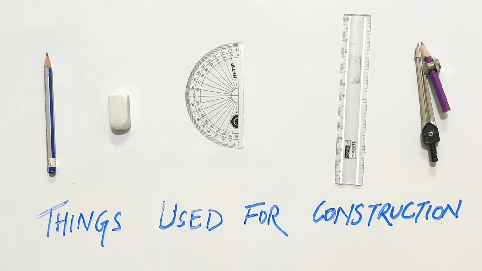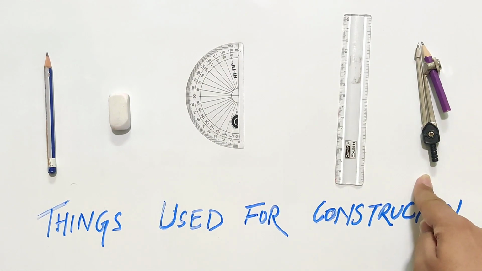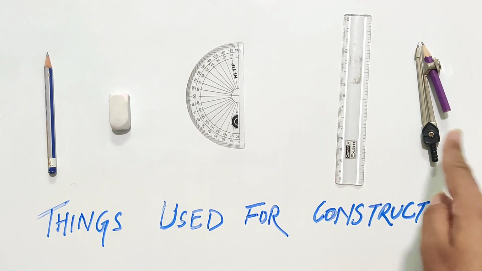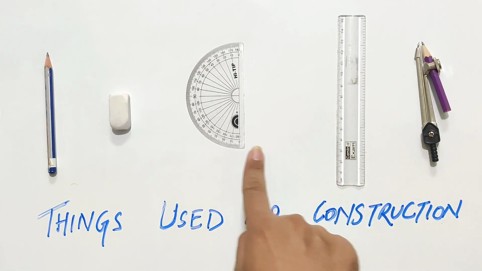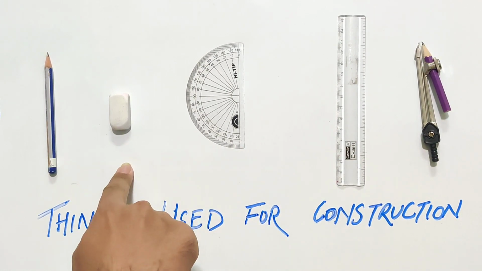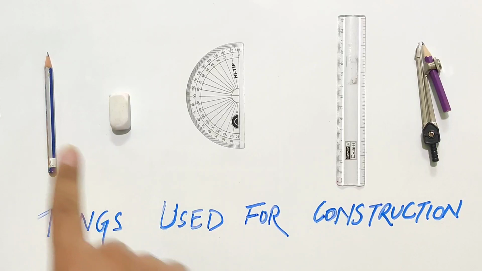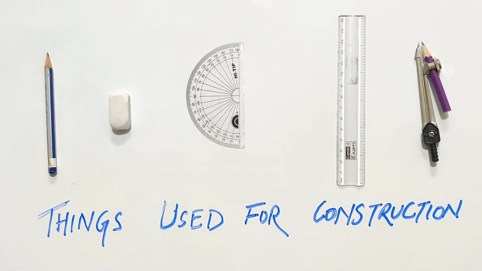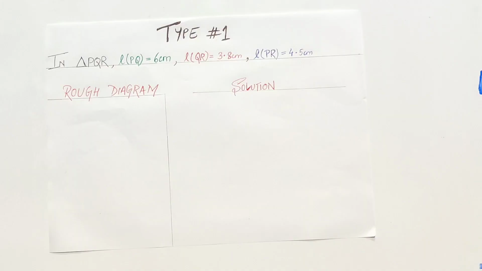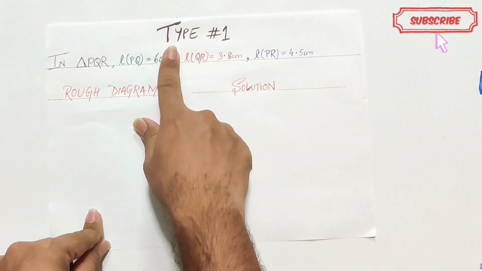So let's get started. Before getting started, the things that we would require for construction are a rounder with a sharpened pencil, scale, protractor, and eraser. So now let's get started. Instead of pencil, I would be using a red pen. So now let's start with type 1.